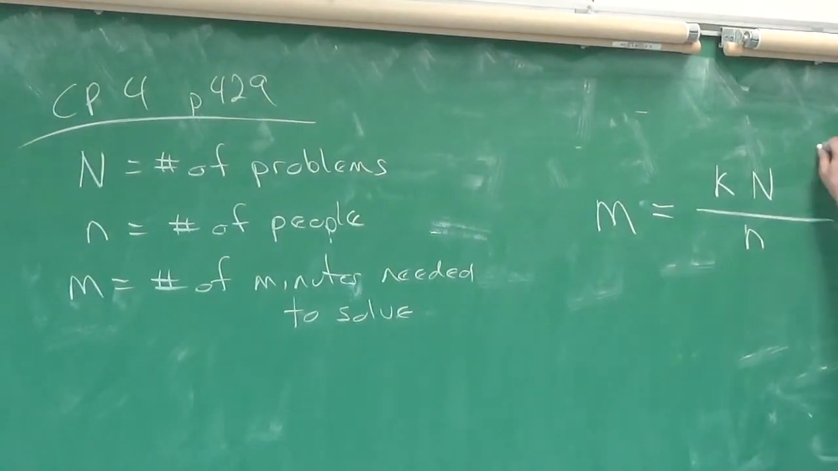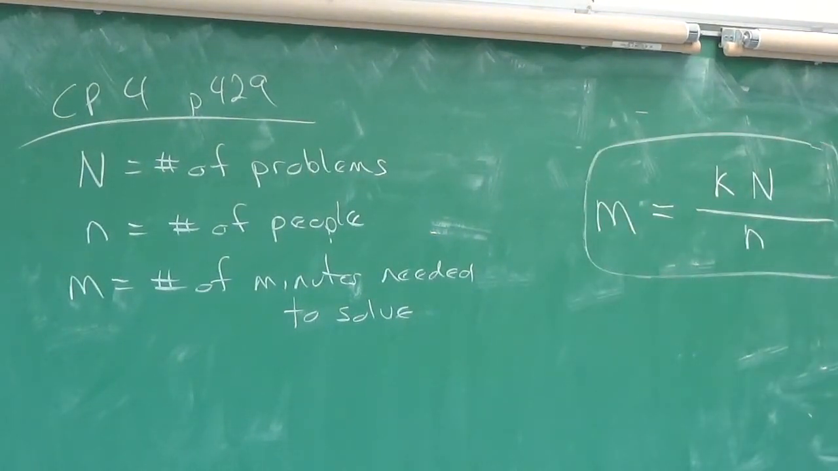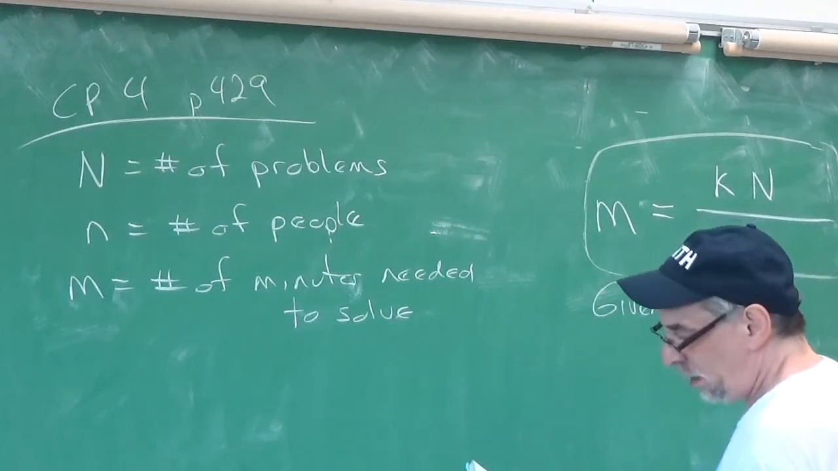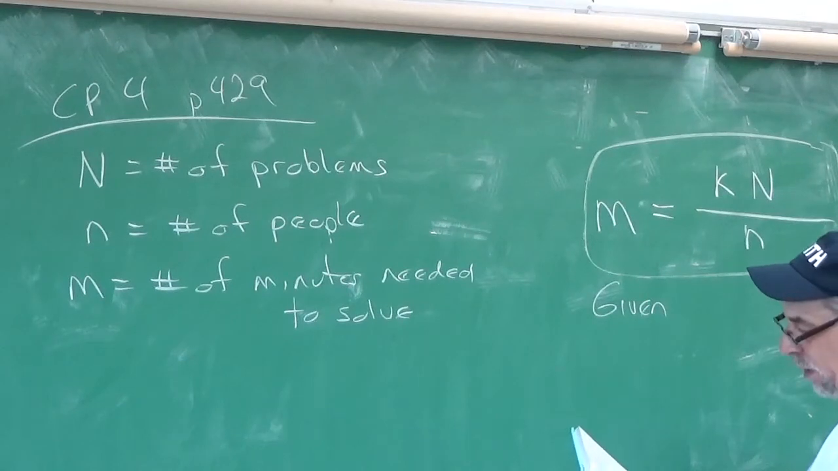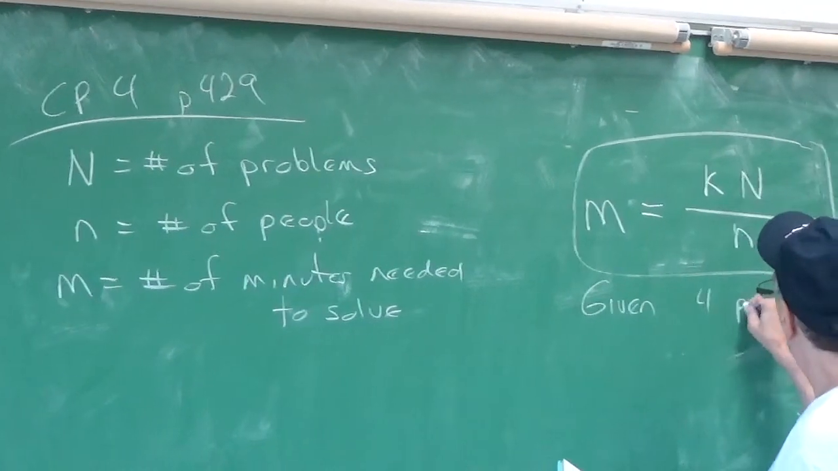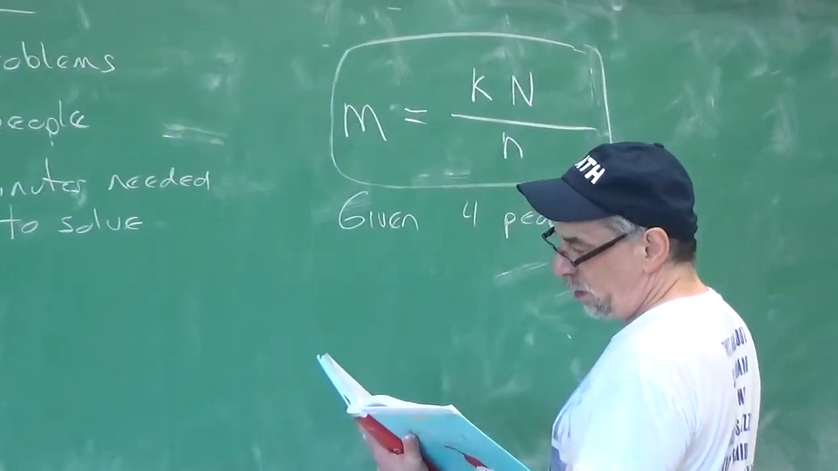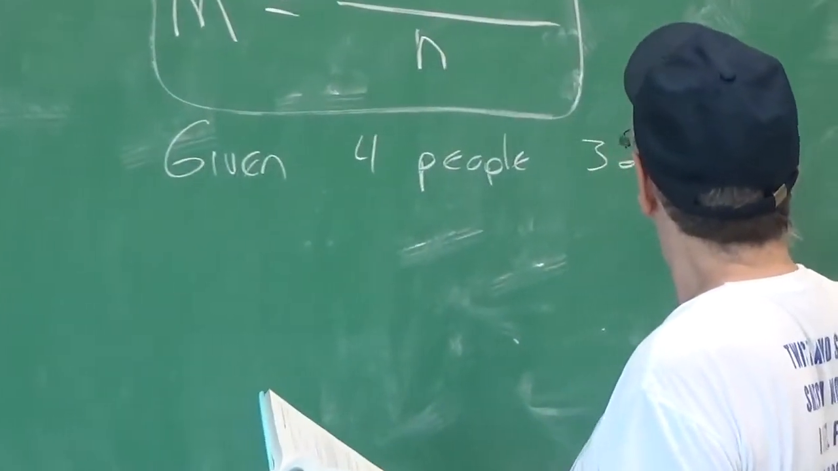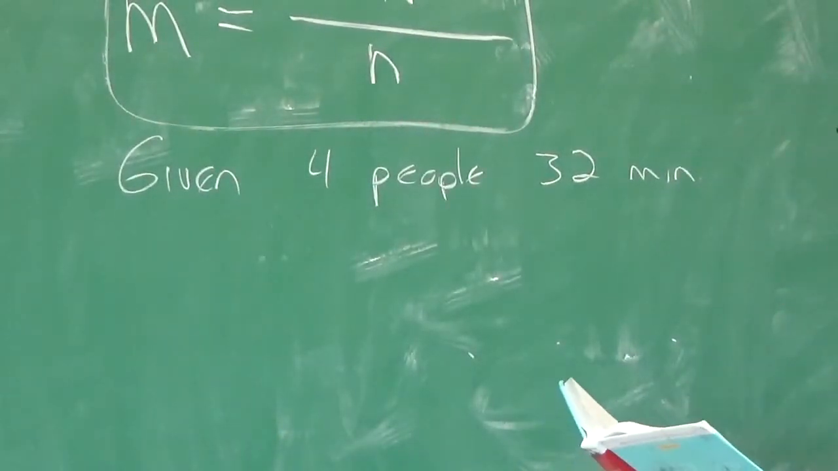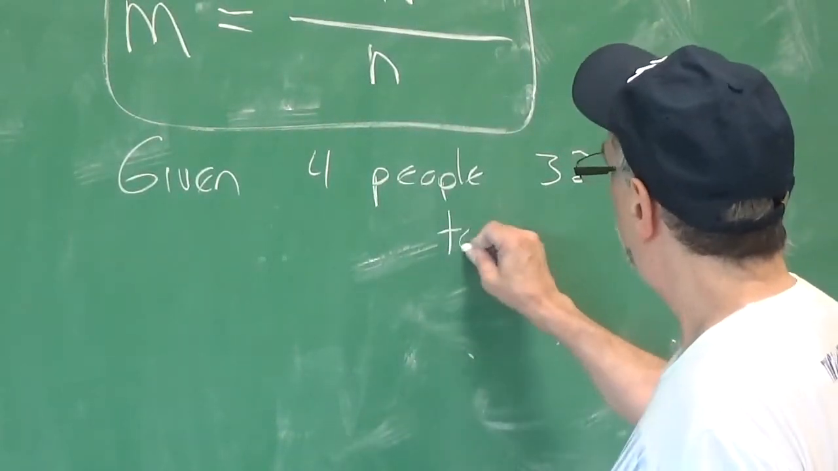So that's the equation. Notice we've got one more variable than we had in the first two examples. The number of minutes varies directly as the number of problems, inversely as the number of people. K is always in the numerator. Now we're given 3 of those 4 variables in order to solve for K. We're given that it takes 4 people 32 minutes to solve 16 problems.